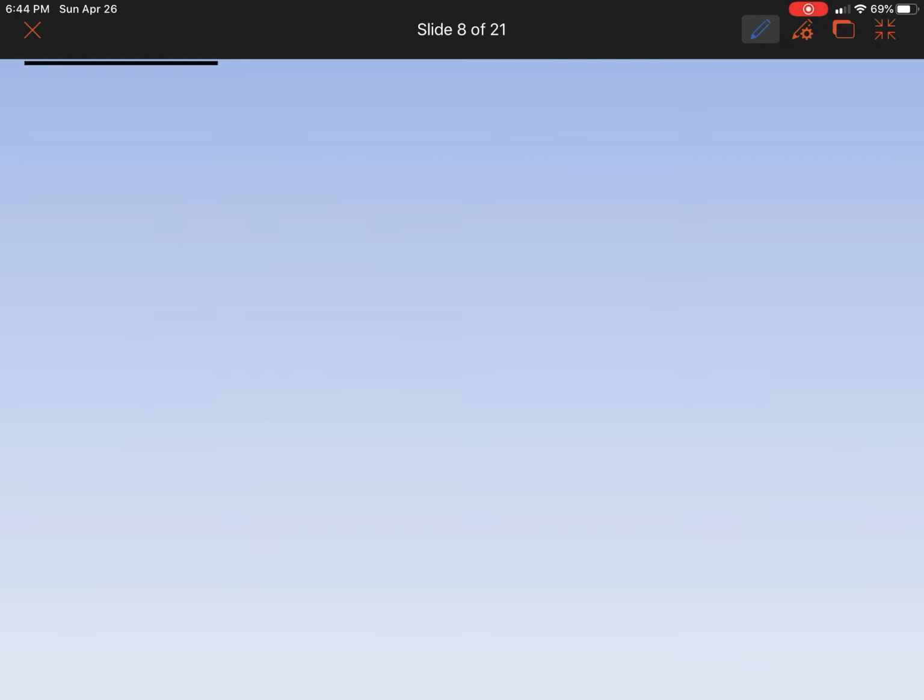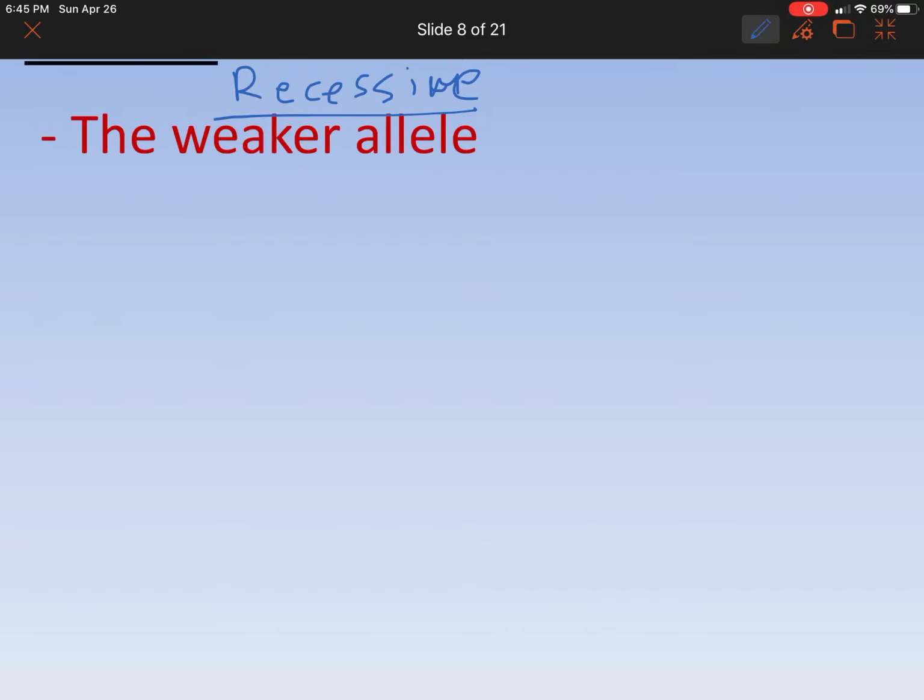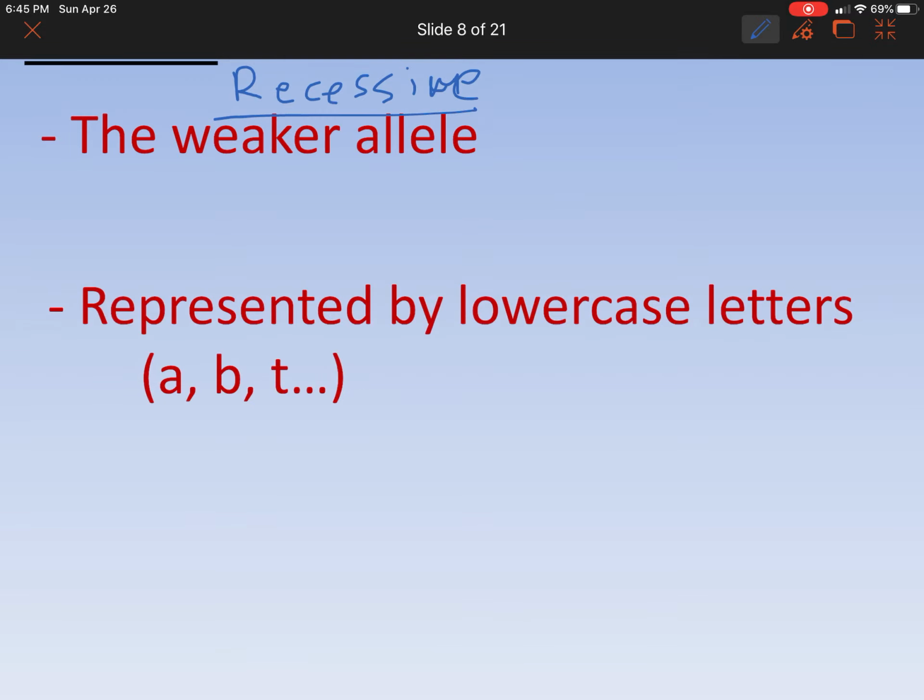Now this is recessive here. I'm going to write that down. Okay, so these are the recessive traits here. That's a V and an E. Recessive traits are known as the weaker allele, and they're represented by lowercase letters. So these are our little letters here, not the capital, the little ones.